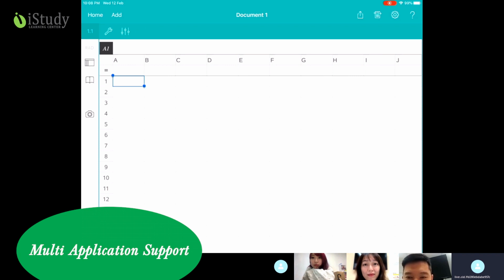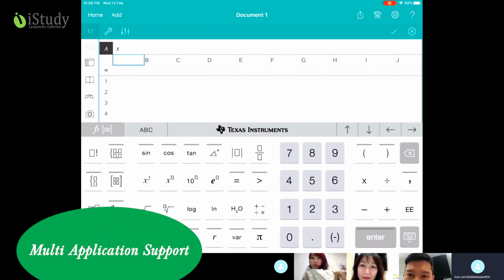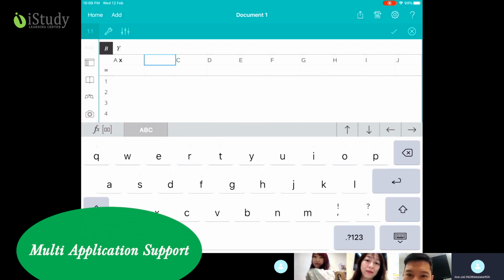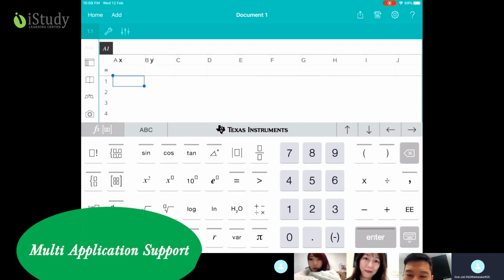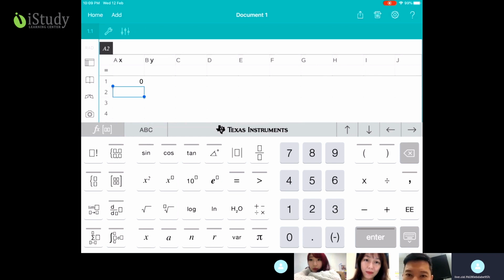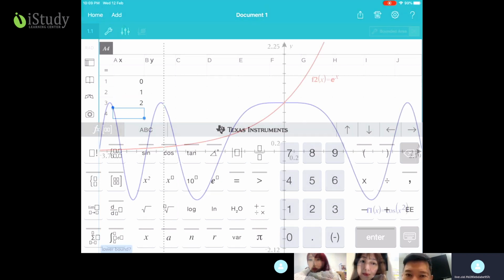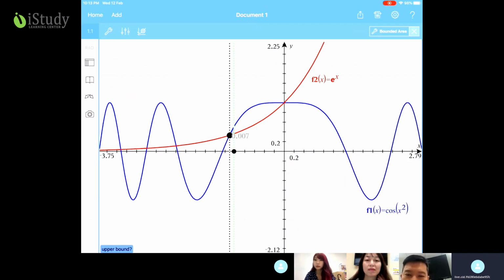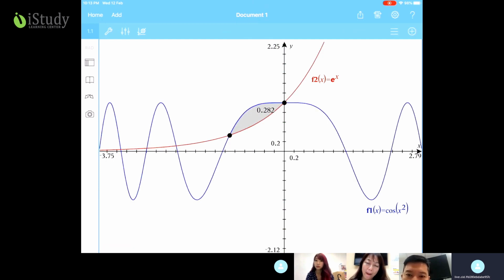So basically, we can just type it in the calculator with our X, and the second one will be our Y. And here, we just type in all the data that we are getting. 1, 2, 3. Here, we try to use this intersection point, and then we move on to here. So now, within these two intersection points, the enclosed area is 0.282.